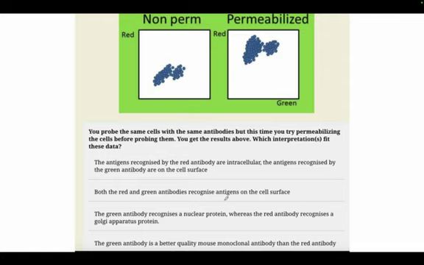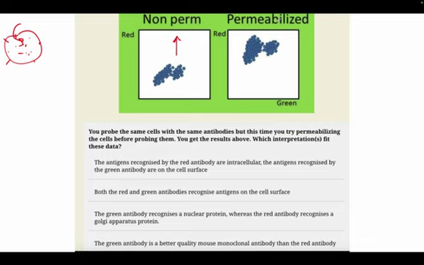Here we have the same cells, but this time we have tried permeabilizing the cells. In permeabilizing, what is basically happening is we're making little holes in the cell membrane, which allows the antibody to enter the cell and bind to targets which are inside the cell. After permeabilizing, the population is shifted upwards, along the y-axis, which means the red fluorescence has increased. But the green fluorescence has not changed, because it's not shifted along the x-axis, it's just shifted up.